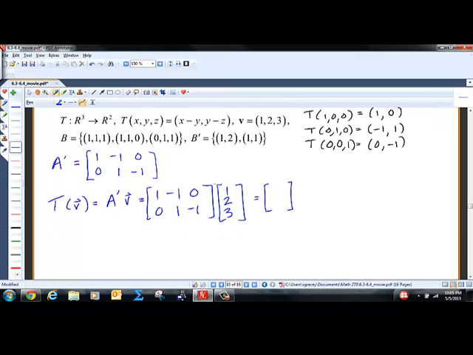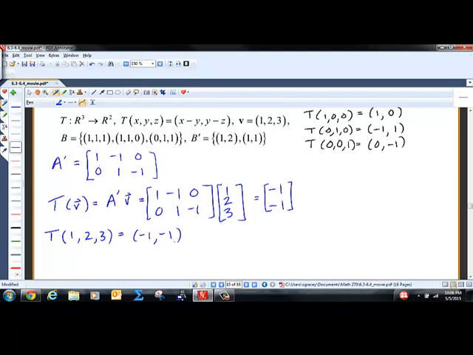So 1 times 1 plus negative 1 times 2 plus 0 times 3 will give us negative 1. And 0 times 1 plus 1 times 2 plus negative 1 times 3 gives us another negative 1. So that's the first answer. Okay. So now what we have found is that T of (1, 2, 3) is equal to (-1, -1).